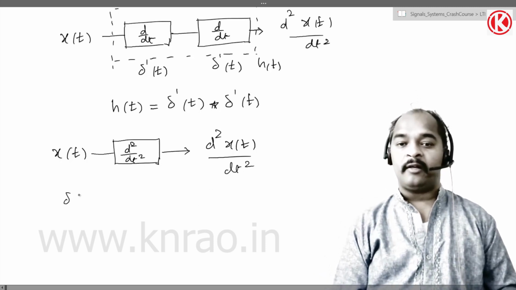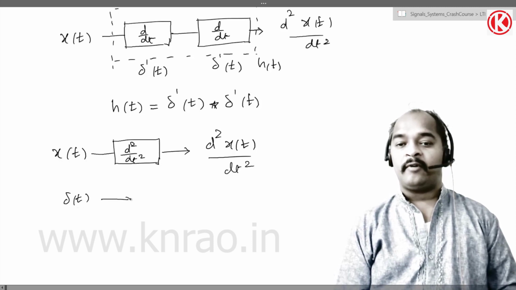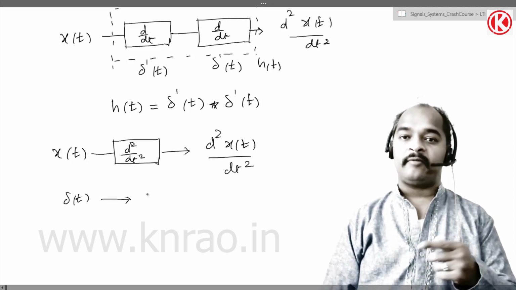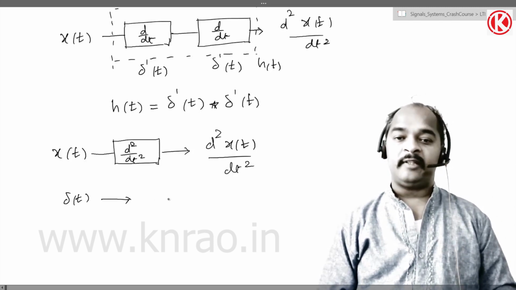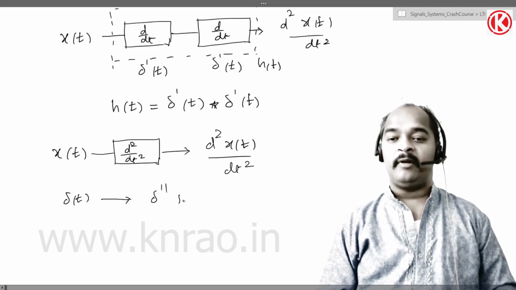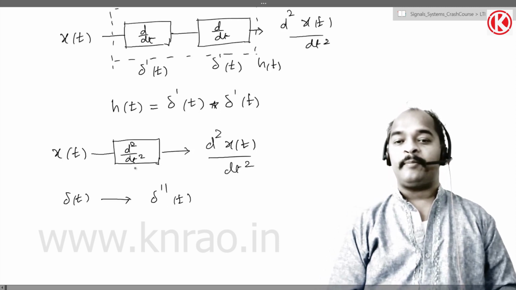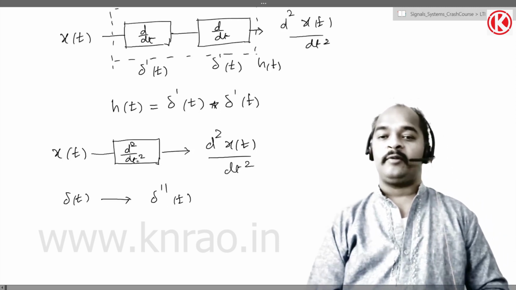Again, you have to give delta of t as the input, and what will be the output here? If you give impulse, what will the system do? It will do the double differentiation of the input, which is impulse. So you get delta double dash of t. So this would be the impulse response of a double derivative operator.